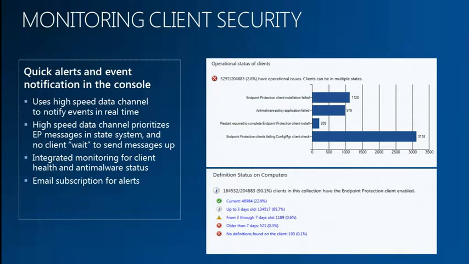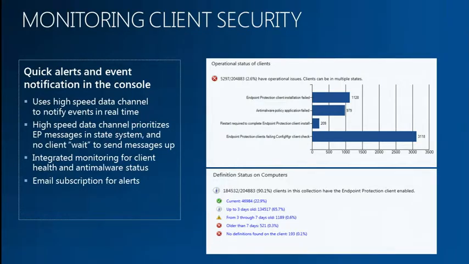So for monitoring client security, we have this alerts and event concept where our goal is to meet a 5-minute SLA. And we have achieved that in test, and that 5-minute SLA is a statement of our largest supported size of 400,000 clients, so that we rapidly get the information you need for security up to your console and into your inbox so you can take action on those events. The way we did this is we implemented what we call the high-speed data channel. It's basically a superhighway for security-related events.